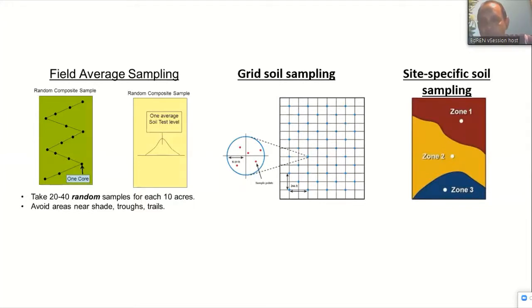On the right side, I showed one figure. This is the site-specific soil sampling. For example, if we collect soil samples from zone 1, we take them separately and preserve them separately. Zone 2 samples we also keep separately and analyze separately. If we take samples from zone 3, that is also analyzed separately, and fertilizer recommendation and other things are also done separately.